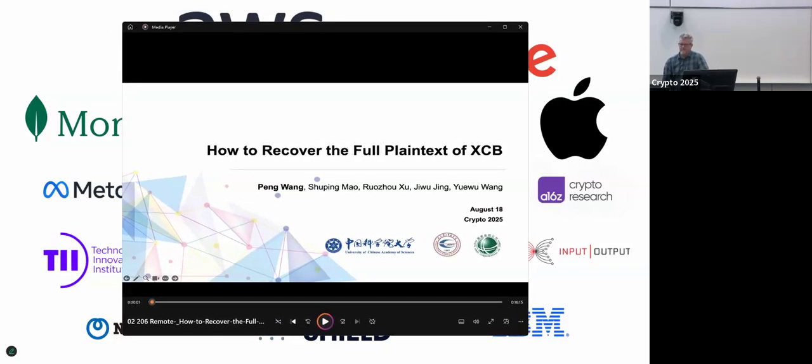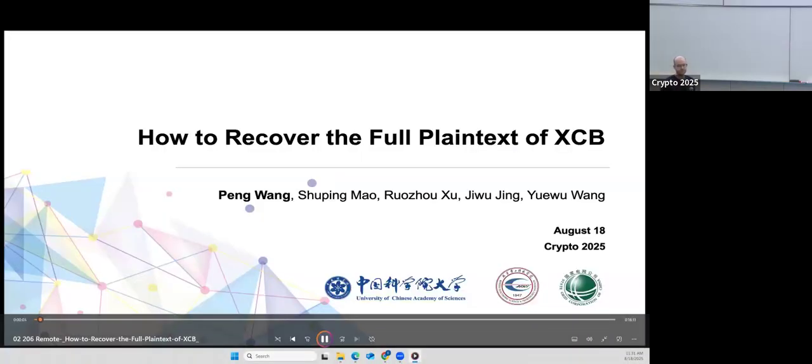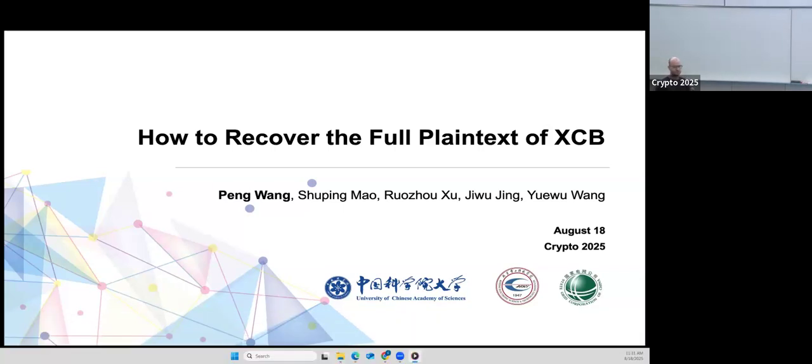Yeah. So Peng Wang will be presenting this remotely, and this is how to recover the full plaintext of XCB. Hello everyone, my name is Peng Wang from UCAS, University of Chinese Academy of Sciences. I'm very glad to present our paper titled How to Recover the Full Plaintext of XCB. Unfortunately, due to visa issues, I cannot attend the meeting in person, but I'm very happy to share our work with you here.